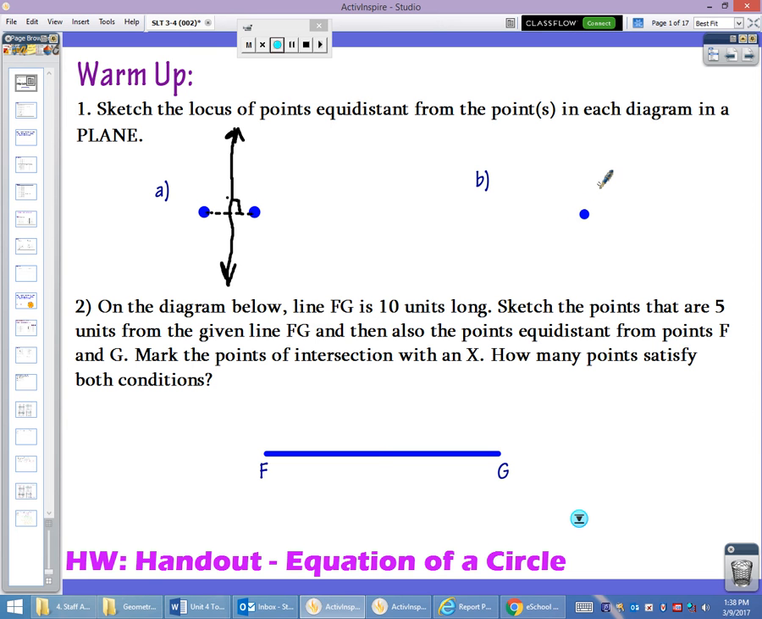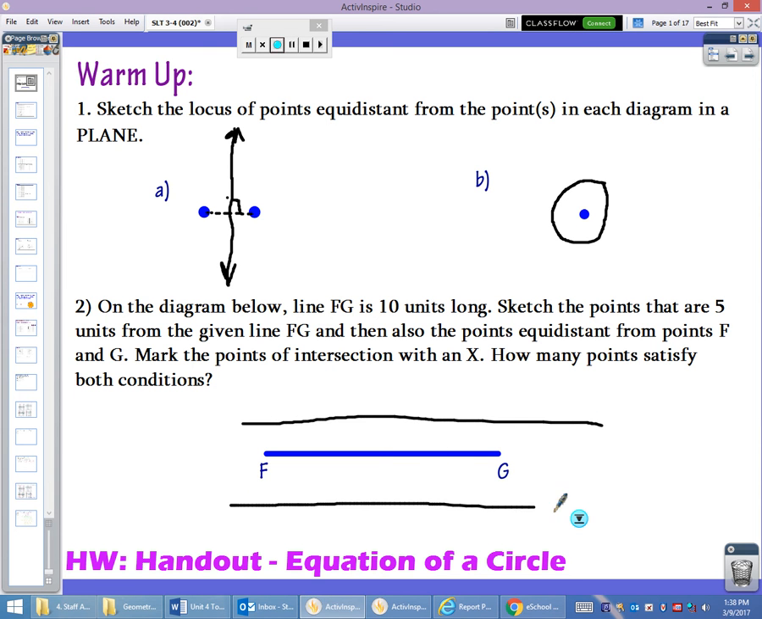Here, the locus of points equidistant from this point would have formed a circle. In this one, if you were 5 units from the given line, there would have been a line here and a line here. And assuming that this was a line FG, even though it looks like it stops, we assume it goes on forever. Though if it's labeled FG, actually I take that back. If it's labeled FG, you would have to almost assume it's not a line, it's a line segment because it stops at F and G. Well, it does say line, so let's go ahead and assume it goes on forever.